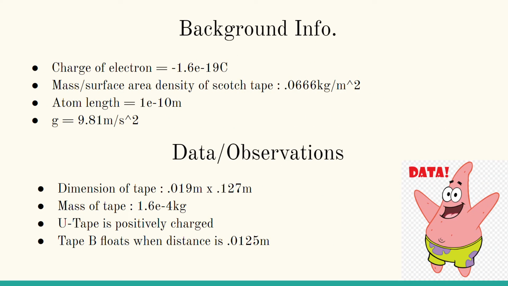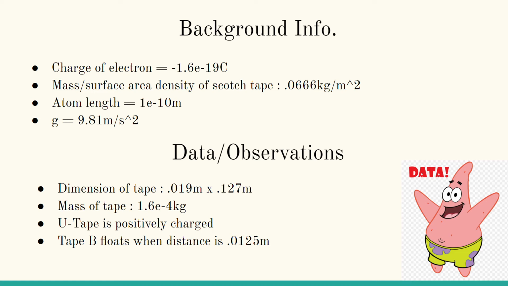So some background info for this lab is the fact that the charge of an electron is equal to about negative 1.6 times 10 to the negative 19th coulombs. Also, the mass surface area density of Scotch tape is about 0.0666 kilograms per meter squared. Also, the length of an atom is about equal to 1 times 10 to the negative 10th meters, and the gravitational constant here on Earth is equal to 9.81 meters per second squared.